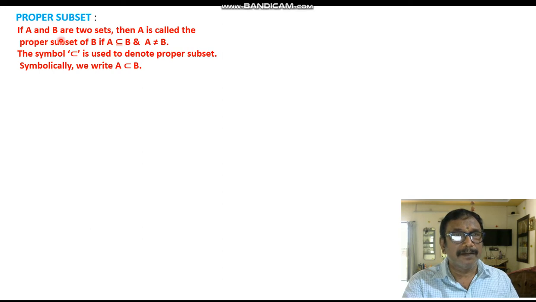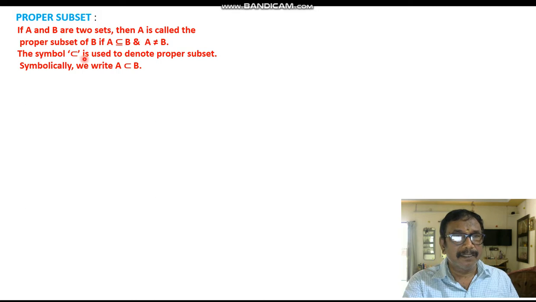If A and B are two sets, then A is called a proper subset of B if A is a subset of B and A is not equal to B. Here, what is the condition? A is a subset of B, that means all elements of A are in B, and moreover A is not equal to B. That means the elements in A and B are not all equal.